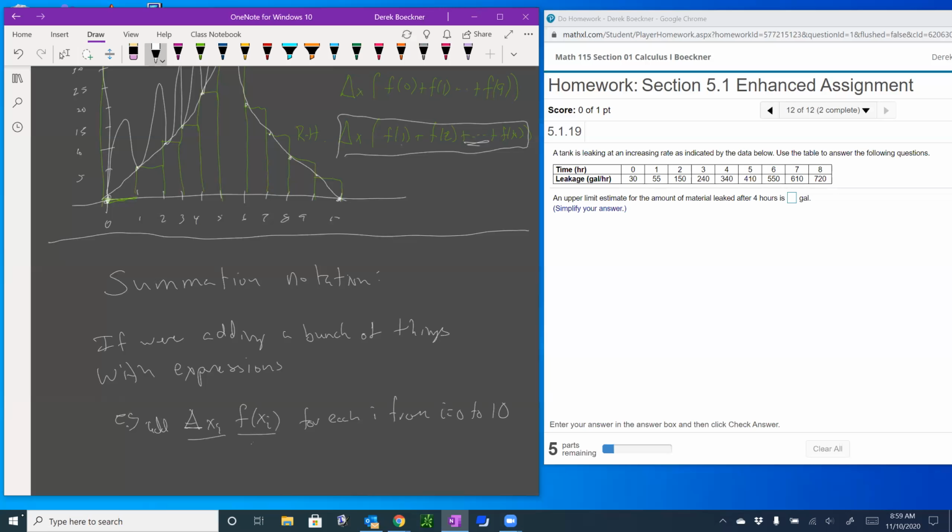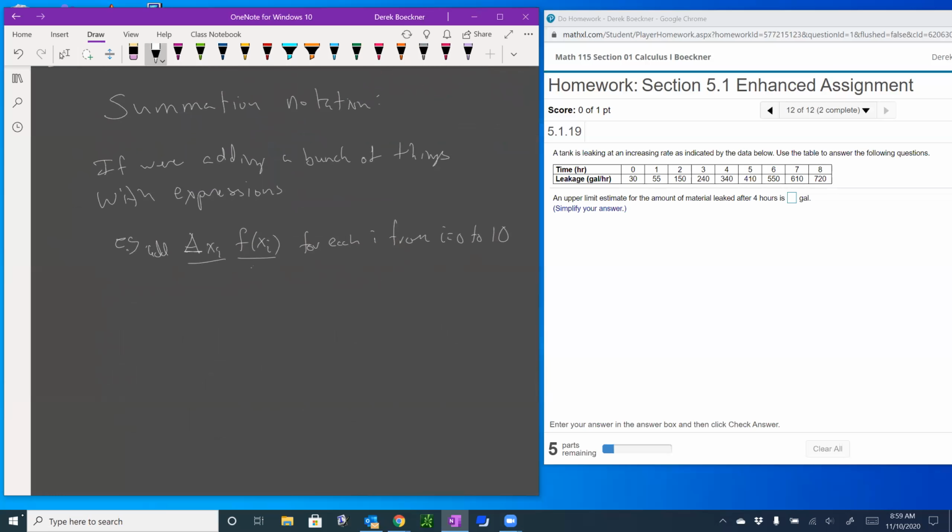right? Well, we've got this sigma notation, which is a capital sigma. You put the expression in here that is dependent on an index variable. And then the index runs from wherever you tell it to run. Maybe you want to run it from 0 to 10. Okay, so this says for i equals 0 to 10, add up delta x sub i times f of x sub i. So I'm going to set i equal to 0.